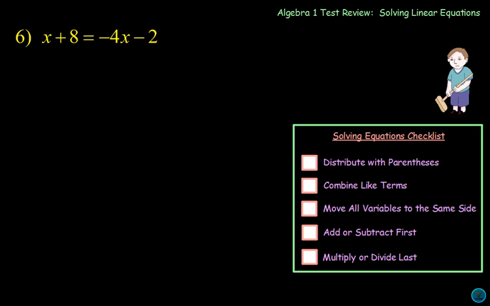So let's look at number 6. So we have x plus 8 equals -4x minus 2. Now, this almost looks easier because it seems like there's less stuff going on.